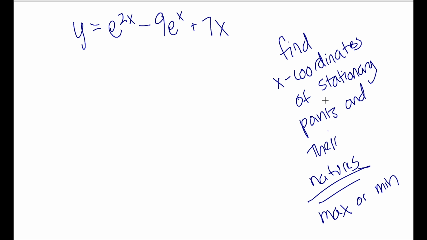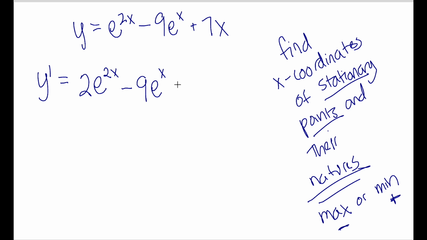So to find a stationary point, remember you find the derivative and set it equal to 0 and solve. Then to find the nature, we find the second derivative. If it's negative, it's a maximum, or if it's positive, it's a minimum. Let's go ahead and find the first derivative. Multiply by the coefficient of the exponent and leave the exponent alone. So 2e to the 2x minus 9e to the x plus 7, and we want to set that equal to 0.